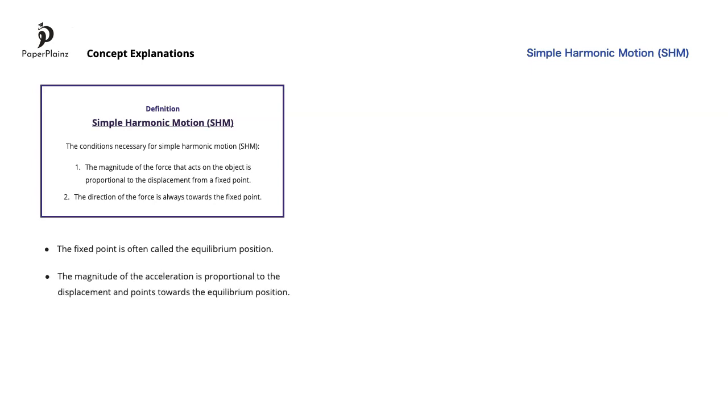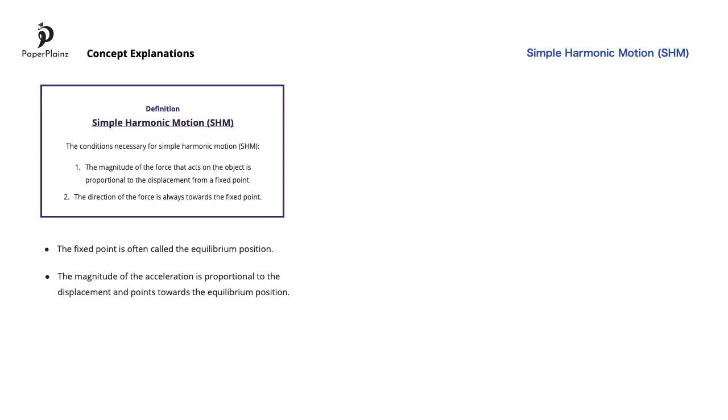The second condition is that the direction of this force is always pointing towards this fixed point. This is a definition that regularly comes up on IB physics exams, mainly on paper 2. In this definition, the fixed point is often called the equilibrium position, and since the magnitude of the force is proportional to the displacement and it points towards the equilibrium position, it follows that the magnitude of the acceleration is also proportional to the displacement, and this direction is towards the equilibrium position.